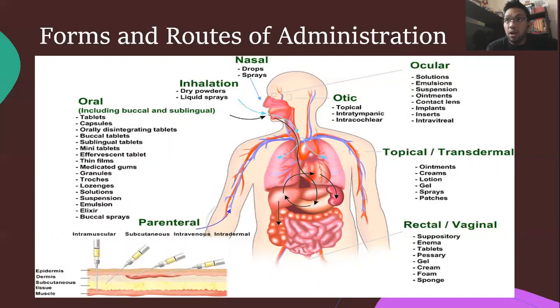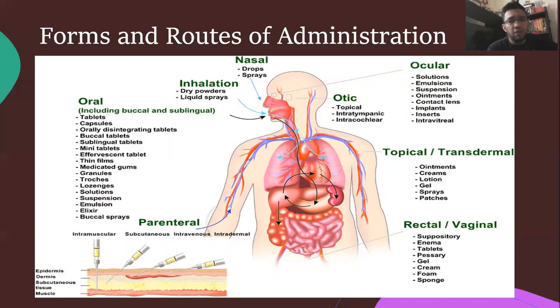We also have ocular for the eyes. You can administer solutions, emulsions, suspensions, ointments, contact lenses, implants, inserts, and intravitreal. So it's inside the vitreous humor. Topical or transdermal. We have ointments, creams, lotions, gel, sprays, and even patches.